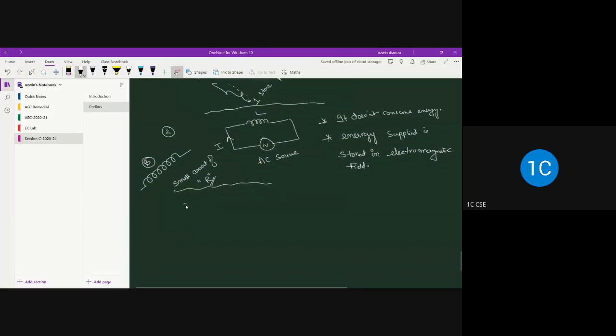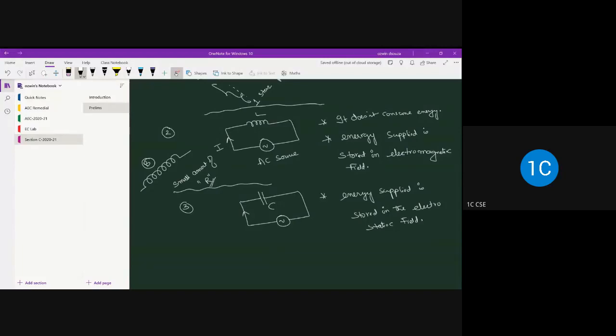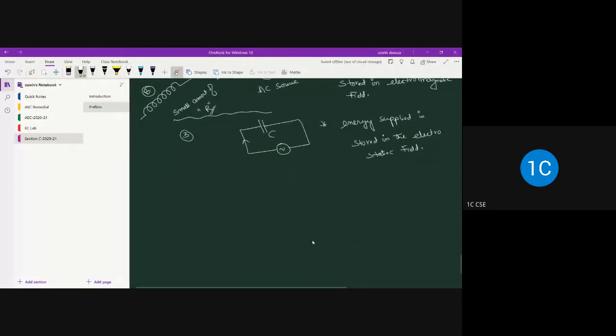The same case holds good for the capacitor as well. When you connect a capacitor across an AC supply, if the resistance of the capacitor is neglected, then the energy supplied is stored in the electrostatic field. But ideal elements don't exist in nature. That is the reason a small r is present in every capacitor.